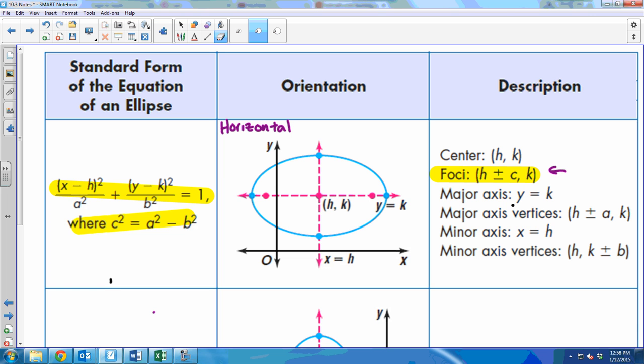You don't have to label your ellipse if you don't want to, but you do need to know those equations for the center, the foci, the major axis, etc. All of this is in your textbook too, if you ever need to look back at it and you lose your sheet or whatever.